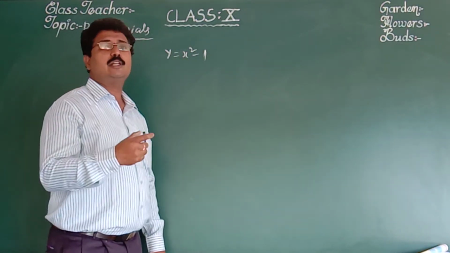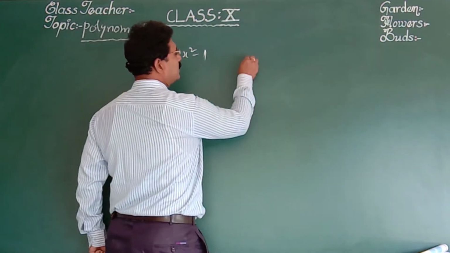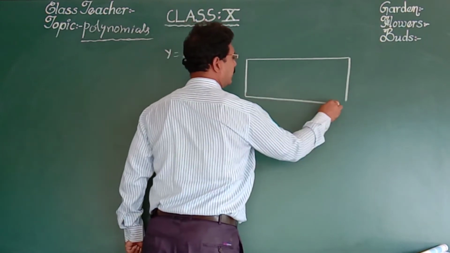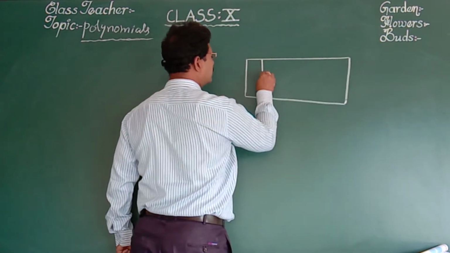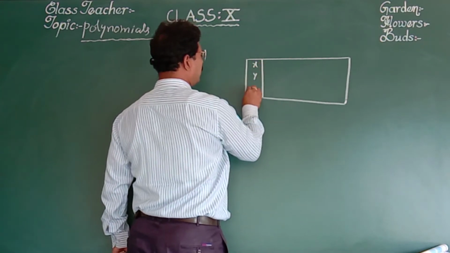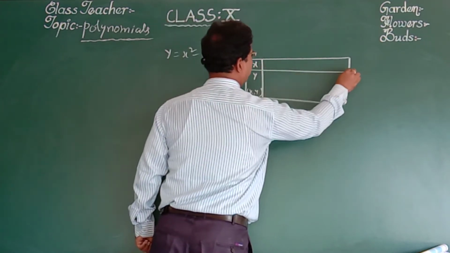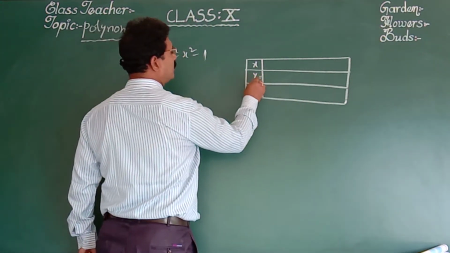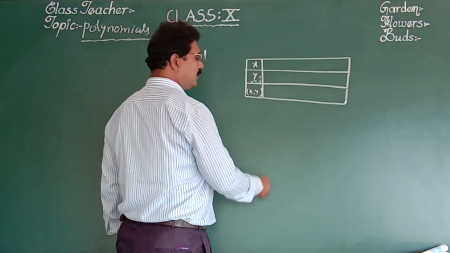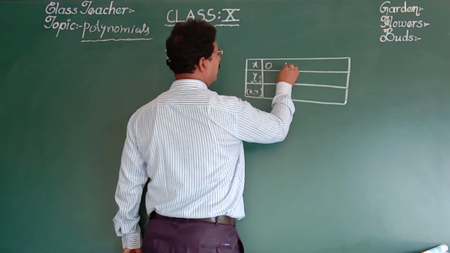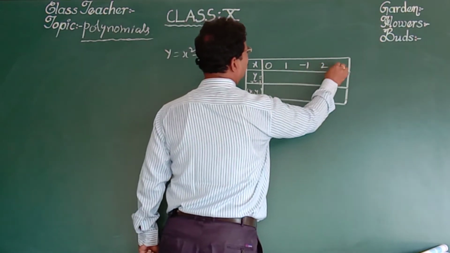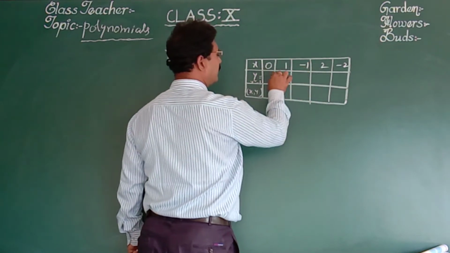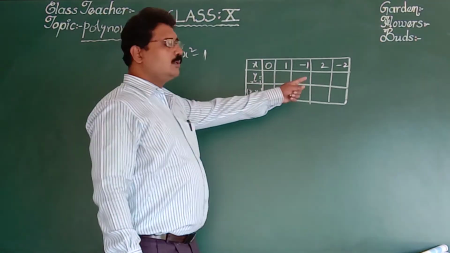So, see the rules and regulations to draw the graph. First of all, draw the table on the right side. In the table, first x, y and x comma y. Now, y is equal to x square minus 1. Generally, you take the values 0, 1, minus 1, 2, minus 2. These are the general values to take: 0, plus 1, minus 1, plus 2, minus 2.